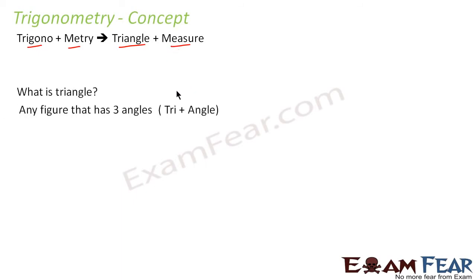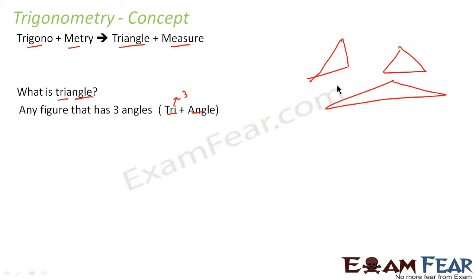Now what is a triangle? If you break the word, it is tri plus angle. Tri means 3. So anything which has 3 sides is called a triangle. So if we have 3 sides, this is a triangle, this is a triangle because it has 3 sides, this is also a triangle. Anything which has 3 sides is a triangle.